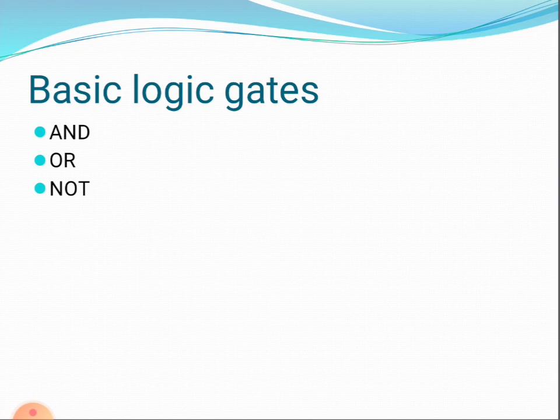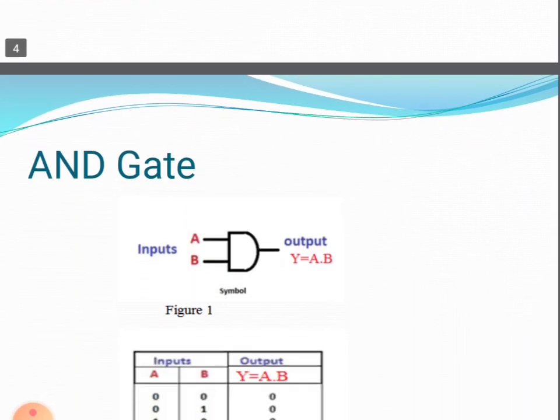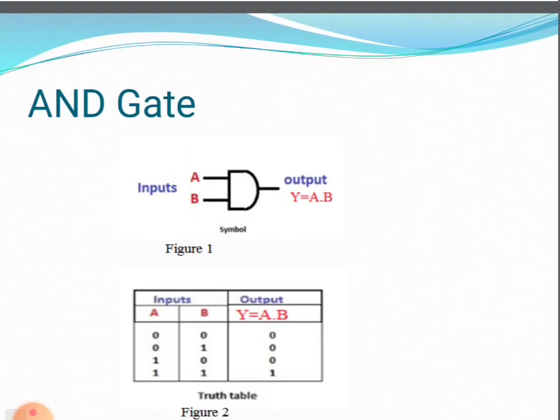In Boolean algebra, there are three basic operations: logical multiplication, logical addition and logical inversion. These logical operations are AND, OR and NOT gates. First is AND gate. Figure 1 shows the logical symbol for an AND gate and figure 2 shows the truth table for an AND gate.